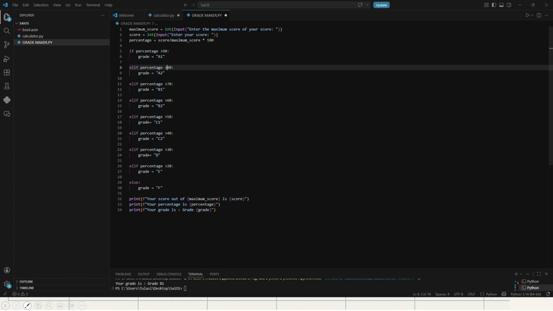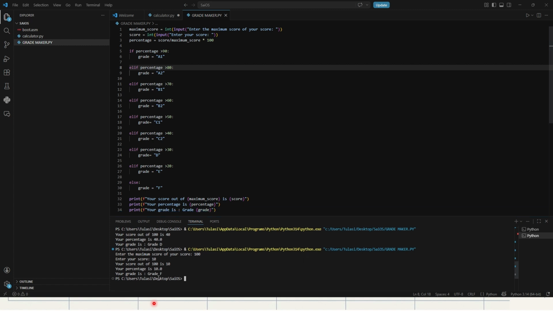Now again I am going to test. Here the maximum score is 100. Wait, not here. Sorry, my mistake. Maximum score is 100, but I got 40 marks. So I need to get grade C2 and I got it. And now I got maximum score 100, but I got 10. So F, which is fair. So it is working. Percentage is 10%, so it's working.